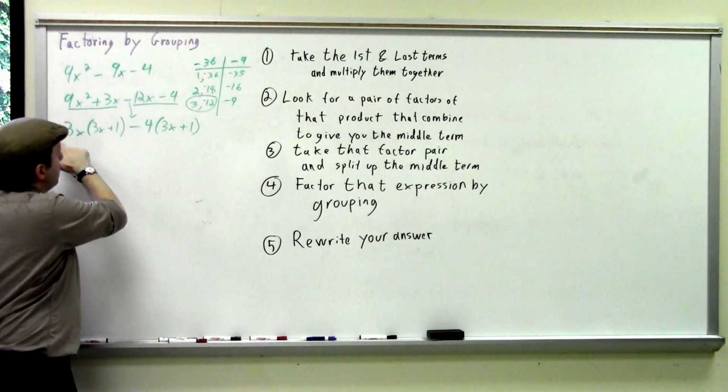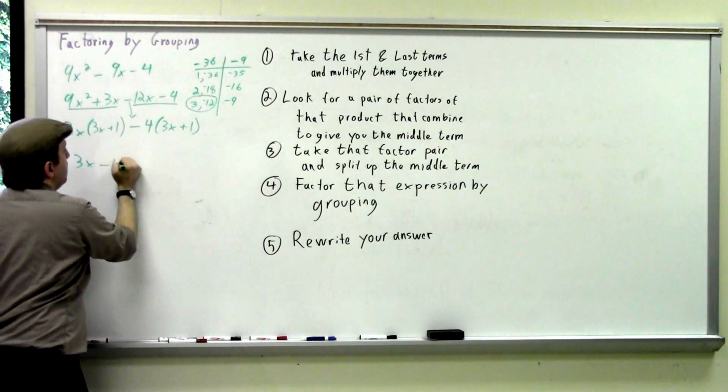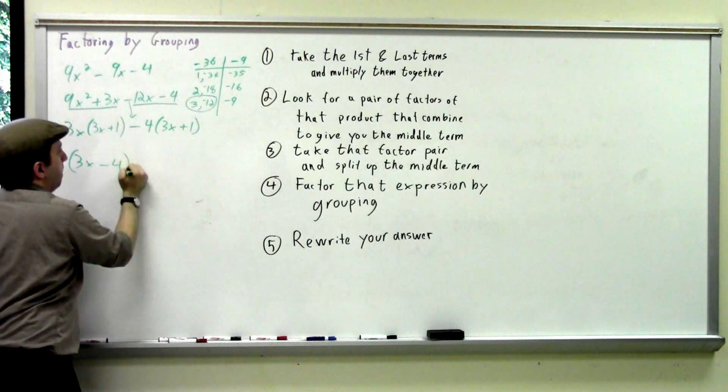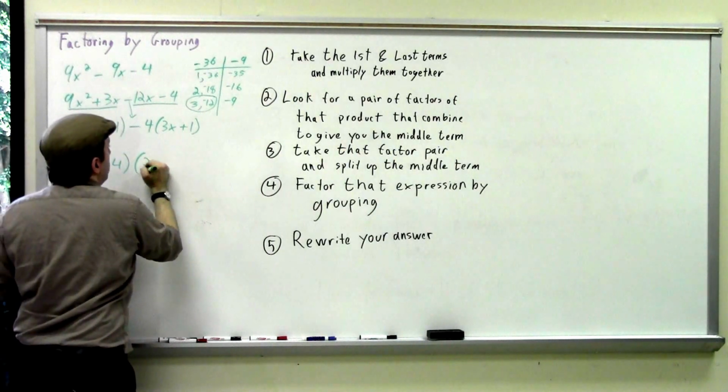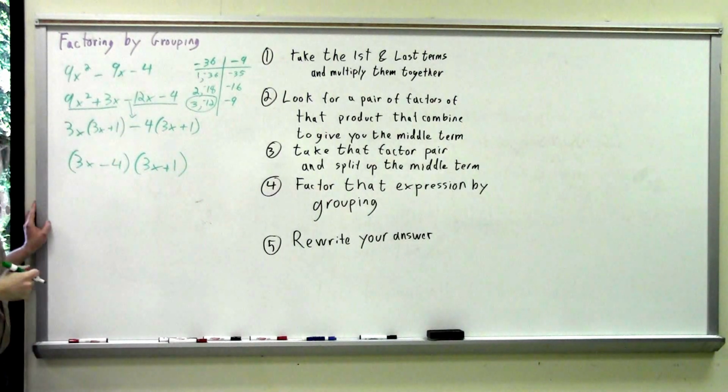we're at our last step, we just need to rewrite this. So we have 3x minus 4 times 3x plus 1. And there's your result.